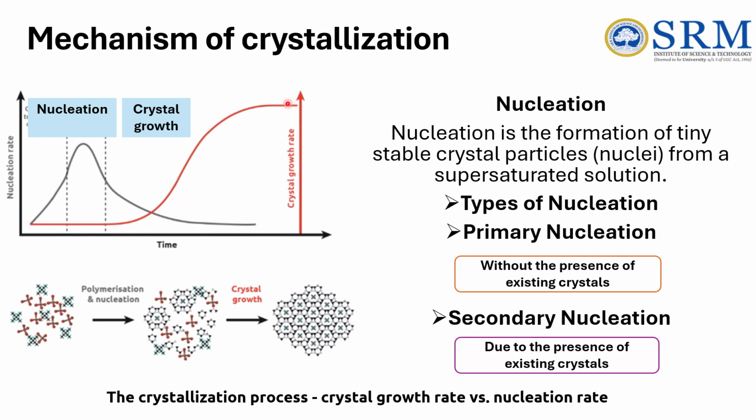Here in nucleation, there are two types: primary nucleation and secondary nucleation. In primary nucleation, there are no existing crystals, which means that by supersaturation alone the nuclei are formed. But in secondary nucleation, we intentionally add some crystals to initiate the nucleation process and the crystal growth. So this is the primary difference between the nucleation types.